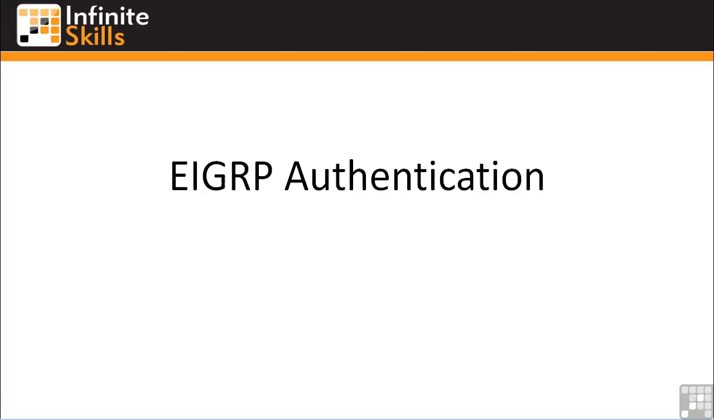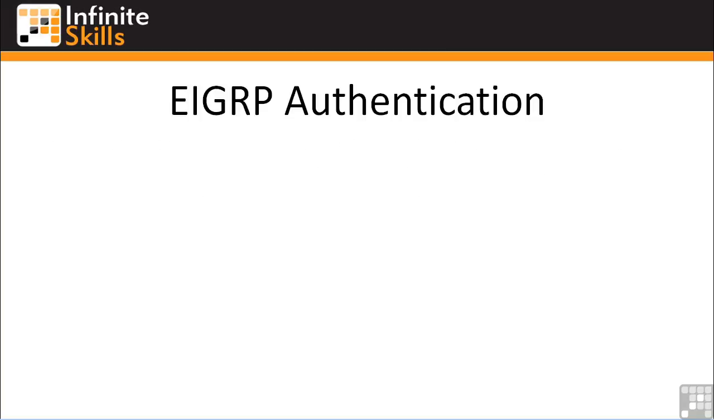So now we're going to move on to EIGRP authentication. I broke EIGRP authentication out of the main lab simply because you're not actually configuring EIGRP. You don't go into the router EIGRP AS number command to configure authentication. Authentication is an interface level command, but we'll get into that here in just a bit.